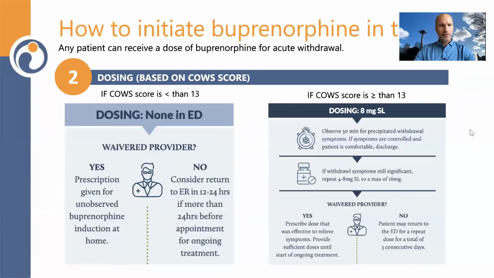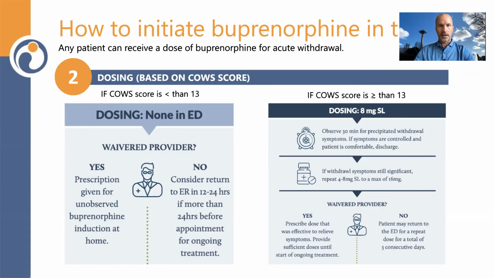After you've assessed the level of withdrawal, now we consider dosing. Now, if the COWS score is low, it is likely that the patient has either used recently or has used a long-acting opioid and is not in significant enough withdrawal to initiate buprenorphine treatment in the ER. So if the consideration is to not dose in the ER, if you have a waivered provider on staff, then you can actually provide a prescription for buprenorphine that the patient can take when at home and in withdrawal at a later time. This is typically what we will do in an outpatient setting.